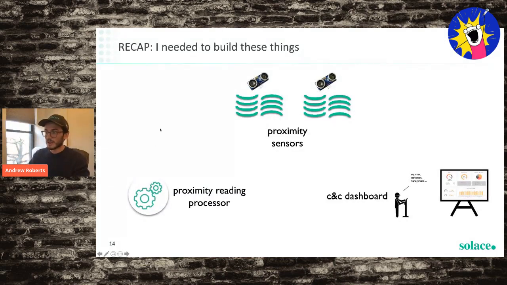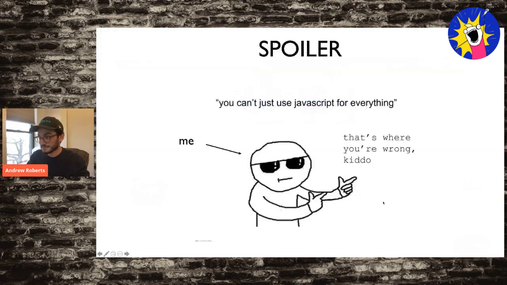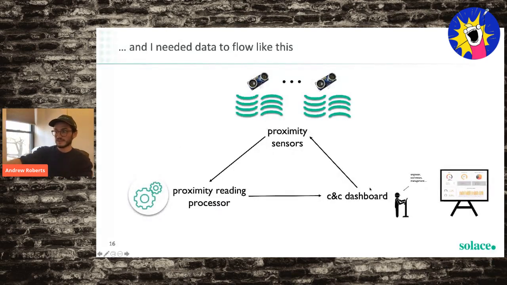So recap, there are 3 things I needed to build. I had a proximity sensor, a connected device, that's IoT. There's a basic processor application, and then there's a dashboard component. Given that it's 2020, I'm going to use JavaScript for everything. I'd be crazy if I didn't, right? And then I also needed the data to flow like this.